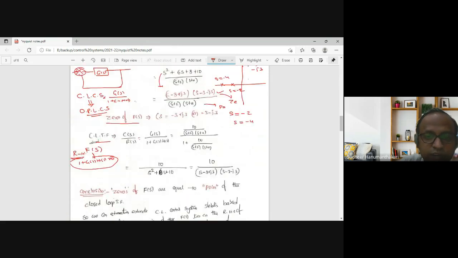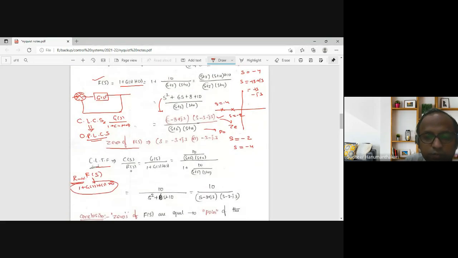What is the closed loop transfer function? G(s) / (1 + G(s)H(s)). What is G(s)? 10 / ((s+2)(s+4)), divided by 1 + G(s)H(s). As I said, it is a unity feedback system. Now I'll take the LCM. After that, this will get cancelled. Finally, you'll get 10 / (s² + 6s + 18).